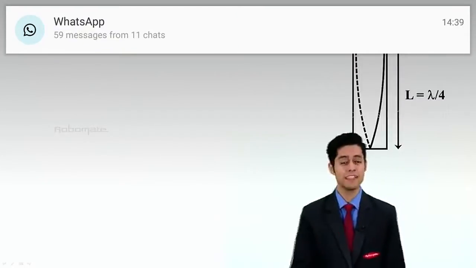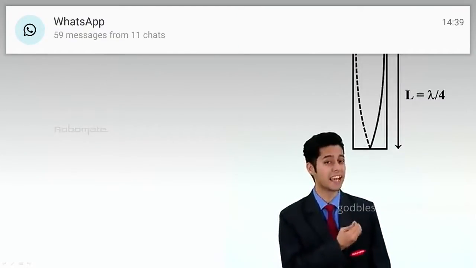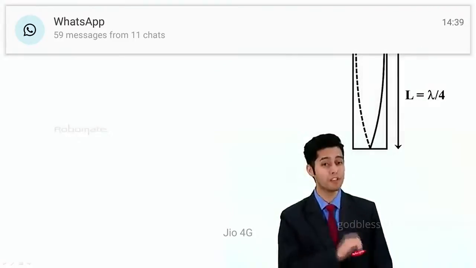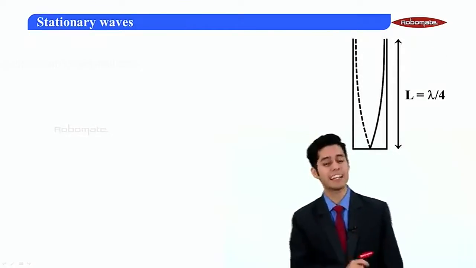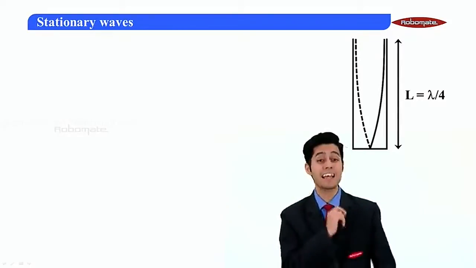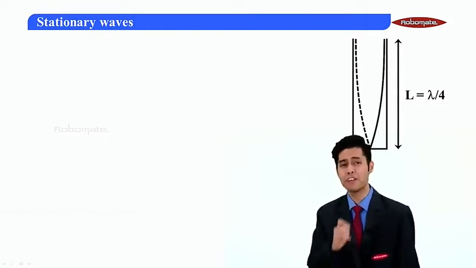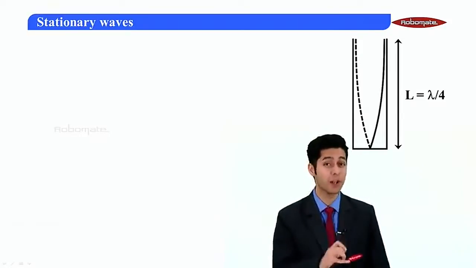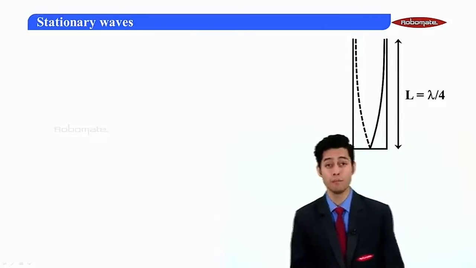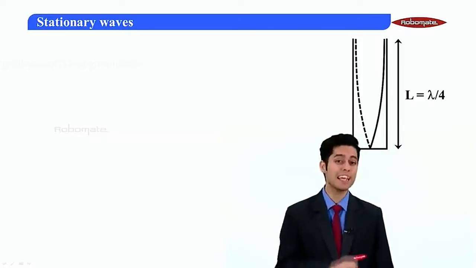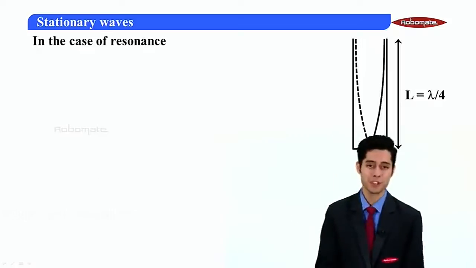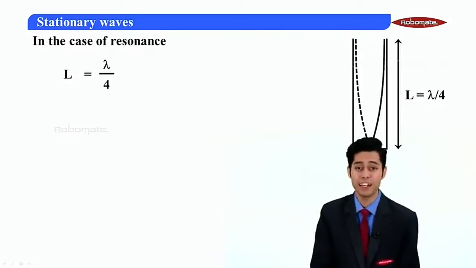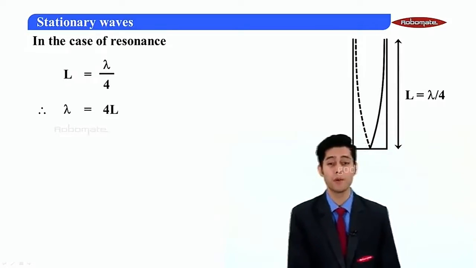So the mathematical diagram will show me that there is a formation of resonance. At the first loud sound, at first resonance, I'll get the length of the vibrating column as lambda by 4. Now you must be wondering why it is lambda by 4, because as we all remember, the length of the vibrating column for a closed pipe is lambda by 4, which is the distance between a node and an antinode. So in the case of resonance, length is given by lambda by 4. So can I say lambda is equal to 4 times L?